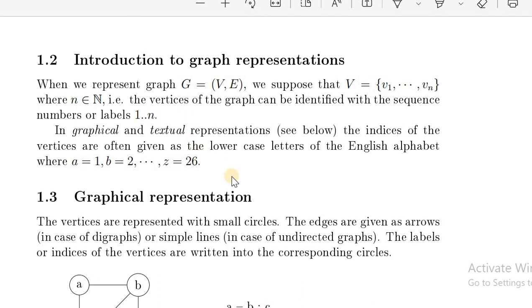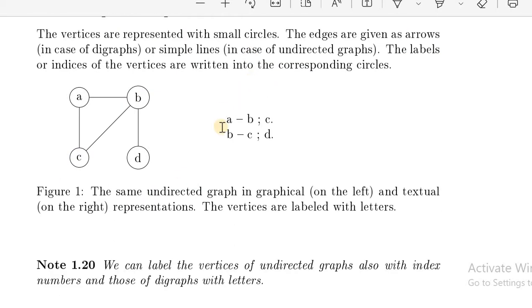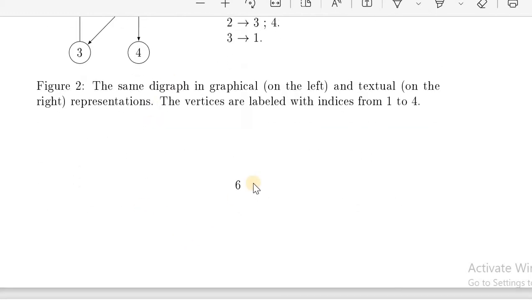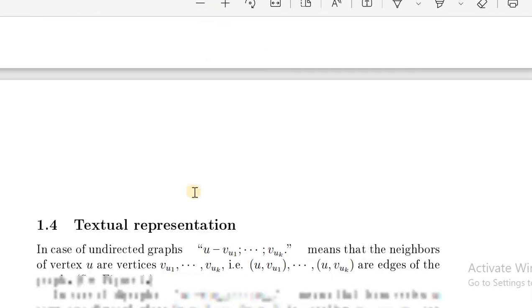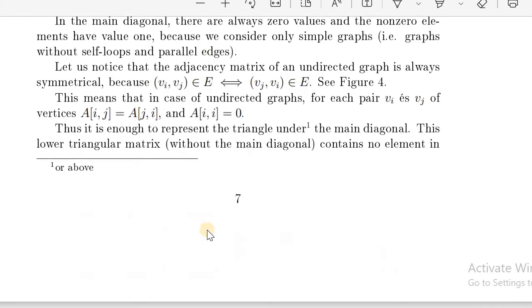So now we know what a graph is, but how do we represent it in the memory of a computer? There are actually two ways of representing it. This is a graphical representation and this is the textual representation, but this doesn't work in the memory of a computer. So we have two options. The first one is to represent the graph as an adjacency matrix, and the second one is as a list.